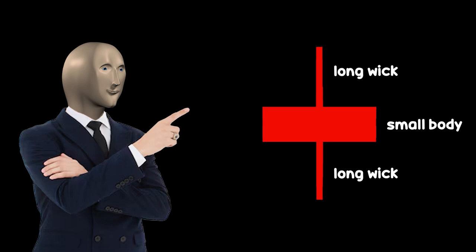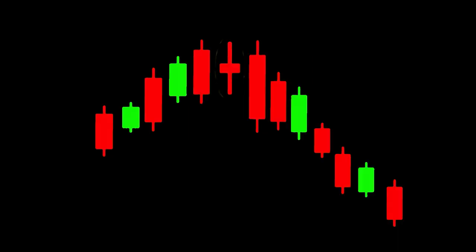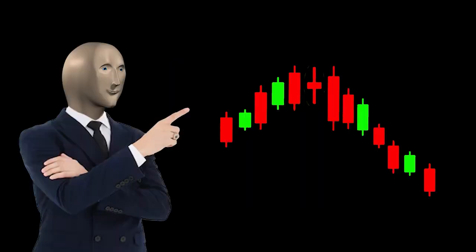Next up, we have the spinning top, with a small body and long wicks on both ends. It shows indecision. Buyers and sellers fought, but neither won. It often appears during market pauses or consolidation. After a strong trend, it can warn of a slowdown or reversal. Don't trade it alone. Wait for the next candle to show direction. Enter based on the breakout, with stops outside the spinning top's range. It's a neutral pattern, but hints at a possible trend change.